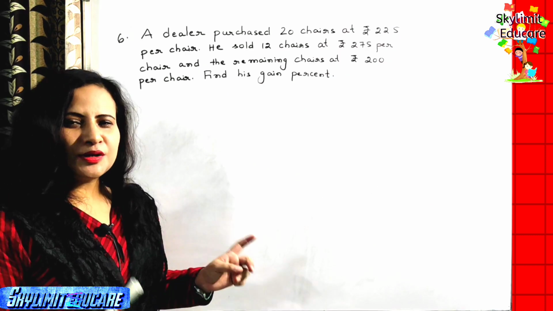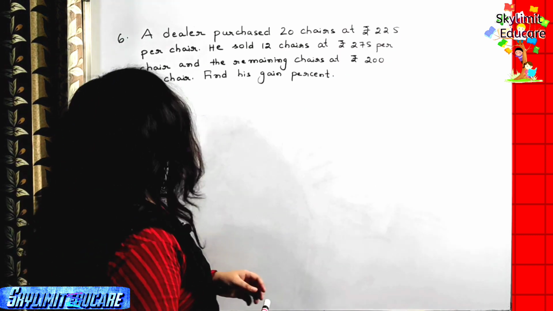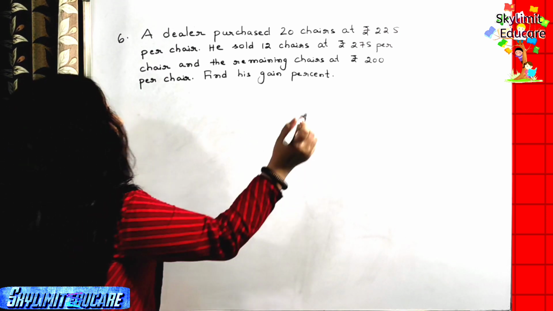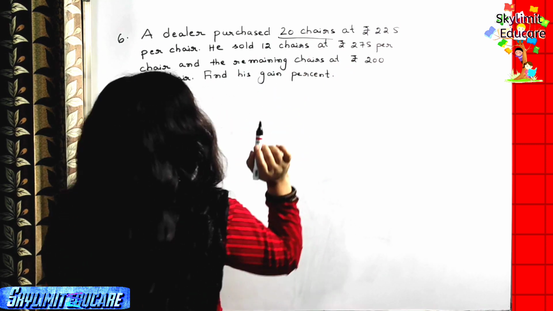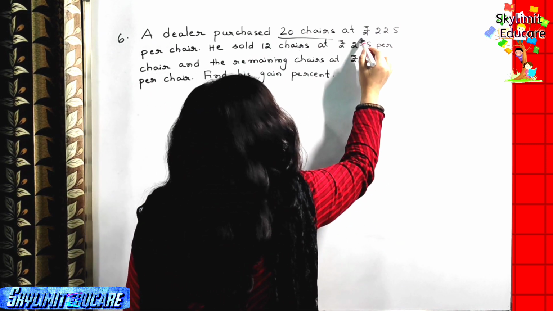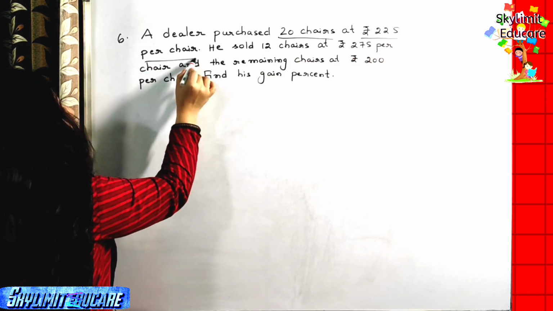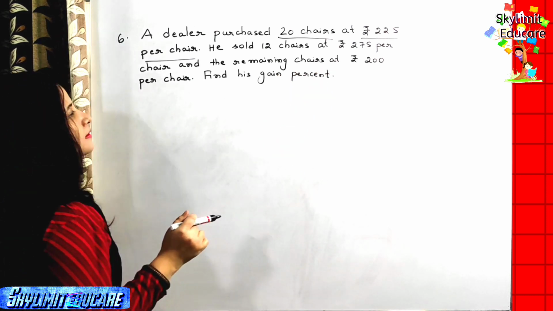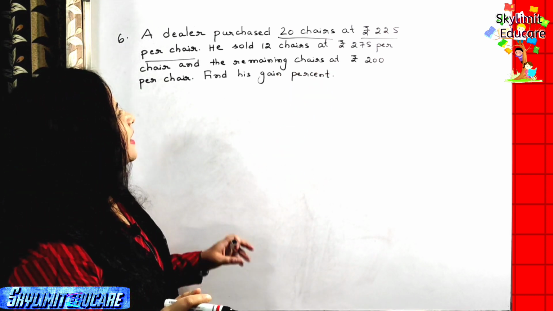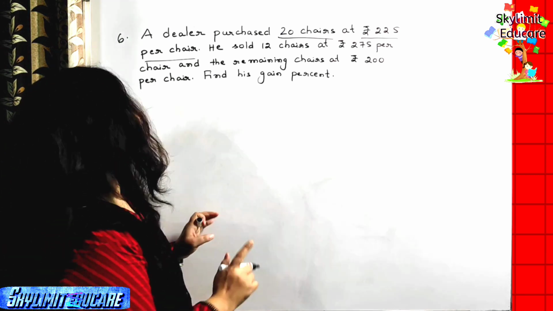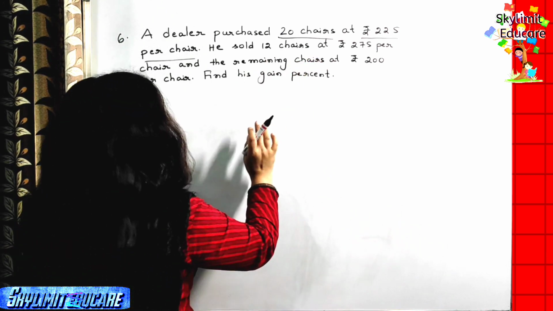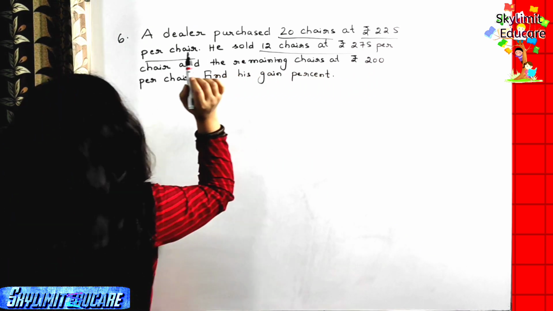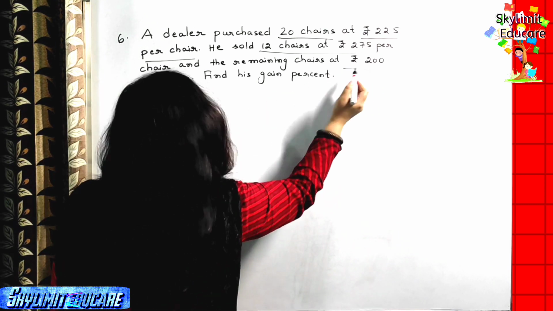Okay, so this way you are going to solve this type of question. Clear? So now let's come to the last question for today. A dealer purchased 20 chairs at rupees 225 per chair. So how many chairs did the dealer purchase? In all, 20 chairs, and the CP of one chair is rupees 225. And he sold 12 chairs. This is similar to the question we solved earlier, I think, the 1600 eggs. He didn't sell all the chairs at the same price. He sold the first 12 chairs at rupees 275 per chair and the remaining at rupees 200 per chair.